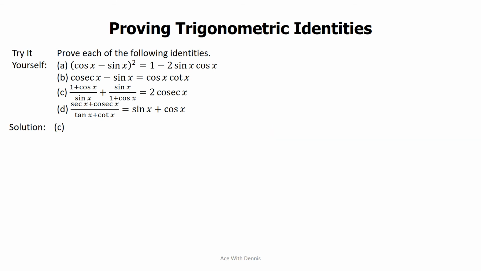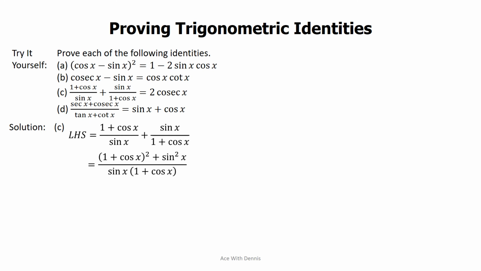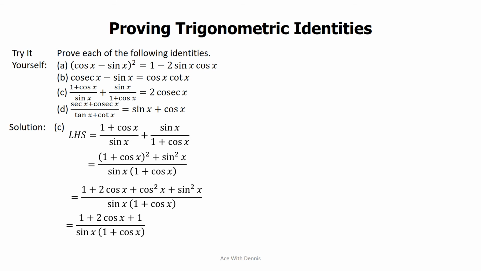Here is the solution for C. From the left hand side, (1 plus cosine x) over sine x plus sine x over (1 plus cosine x). We combine these two fractions together, which becomes (1 plus cosine x) square plus sine square x over sine x times (1 plus cosine x). We open the bracket, it becomes 1 plus 2 cosine x plus cosine square x plus sine square x over sine x times (1 plus cosine x). And we know that cosine square x plus sine square x equals 1.